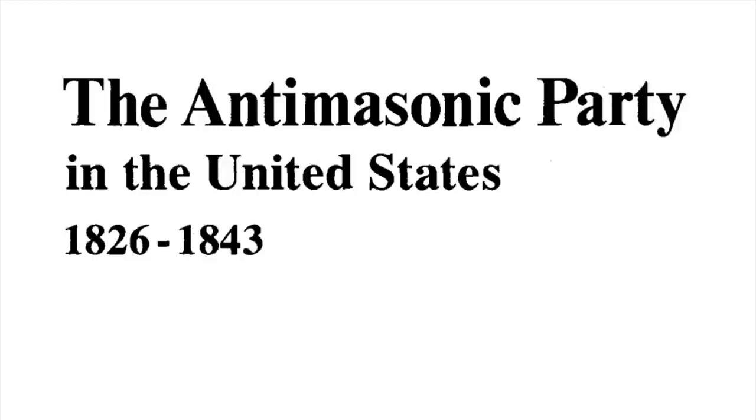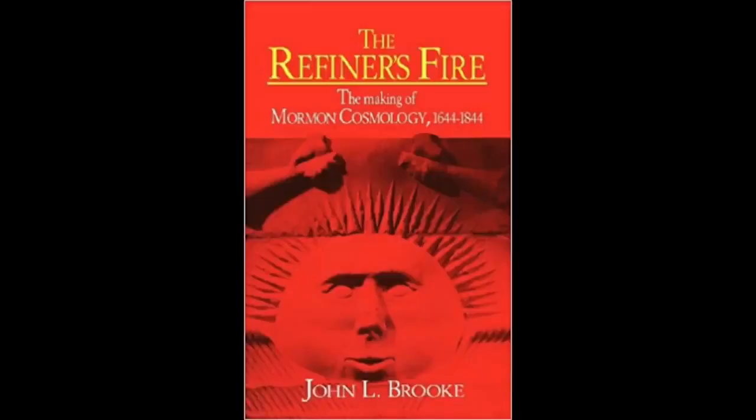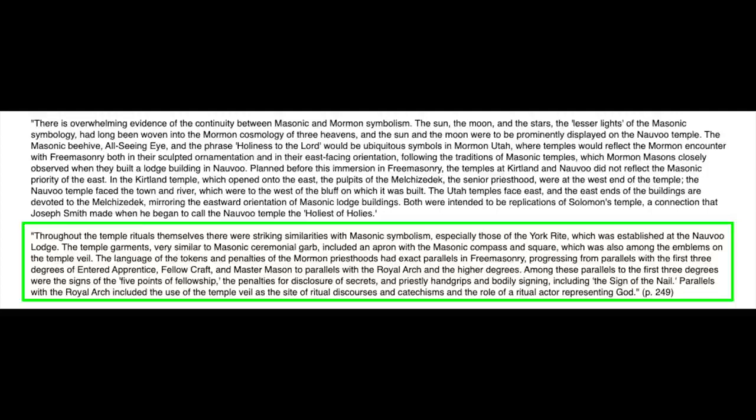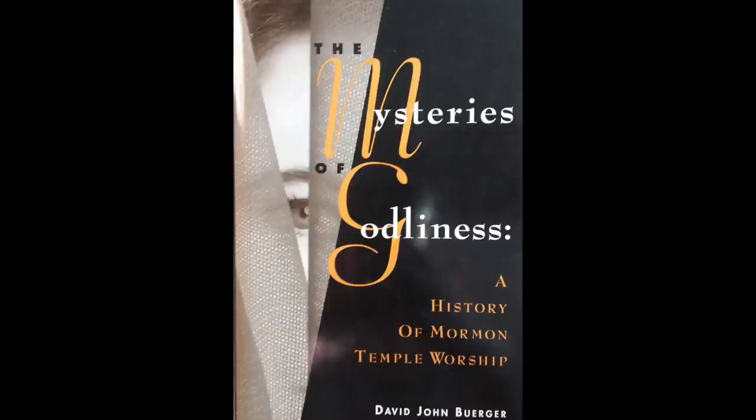Another interesting topic to research is the similarities between Freemasonry and Mormonism. Just one of many examples would be to compare the text for the oaths for the first 3 degrees in Masonry, entered apprentice, fellow craft, and master mason, with the oaths used in the temple before 1974. Also, consider the similarities between the grips and the 5 points of fellowship. In The Mysteries of Godliness, A History of Mormon Temple Worship by David John Berger, on page 53, Berger places, in 2 columns, the Nauvoo Temple ceremony side by side with the Freemasonry rites and compares the two, so you can note the similarities and differences.